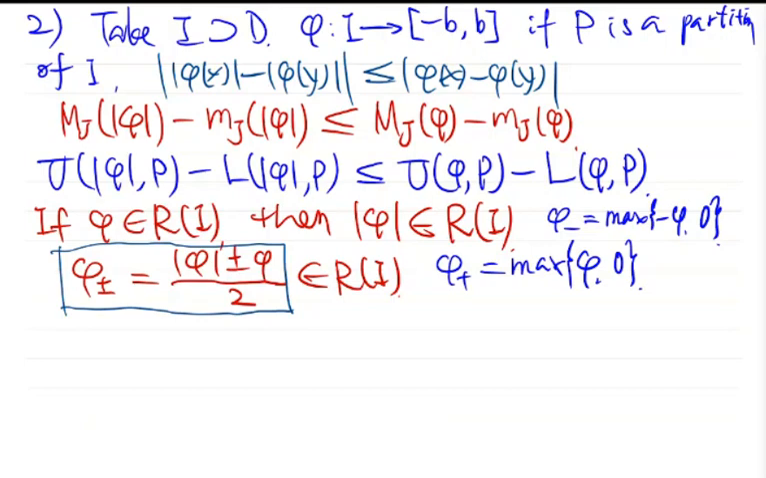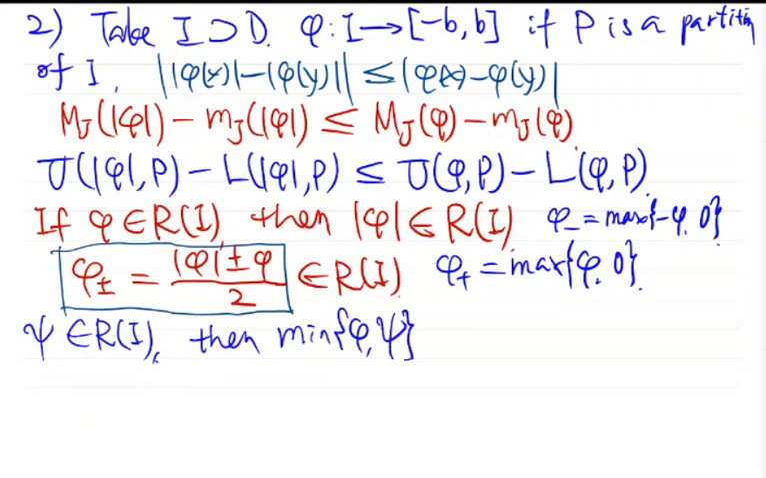Now, if we have another function, psi, another integrable function over the rectangle, then consider the minimum function of phi and psi, where both phi and psi are integrable. Now their minimum is a new function generated from these two functions. The minimum can be expressed, as you can check, by psi minus the positive part of psi minus phi. Okay? You can prove this equality very easily.